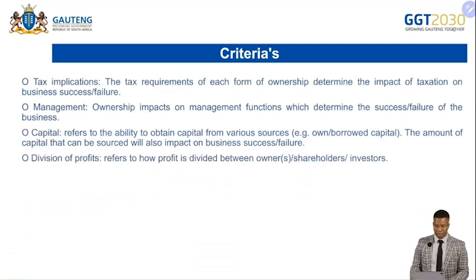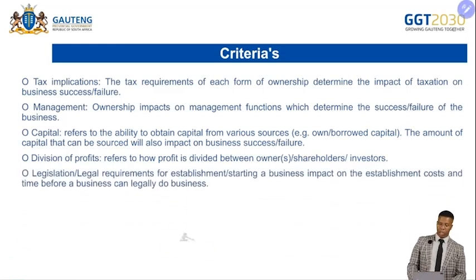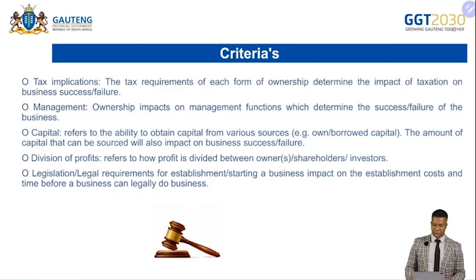And then we also have division of profits, which refers to how profit is divided between owners, shareholders, or investors of that particular business. And we also have legislation, which has to do with the law. Legislation or legal requirements for establishing or starting a business impact on the establishment cost. Establishment cost has to do with how much you need to start that particular business, how much it costs to register that particular business, how much capital is actually needed to start that particular business, and the time before the business can legally do its operation or do its business.